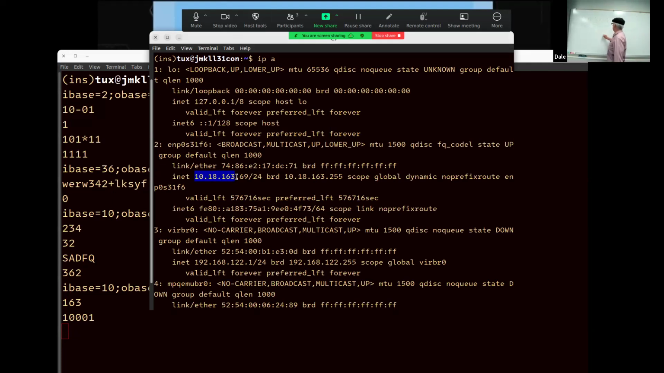10.18.163.0/24. 24 is how many bits are in your net mask. And now that I'm doing this, I'm going, okay, this is great. Why do I care? Well, it tells me the first and last IP address of my subnet.